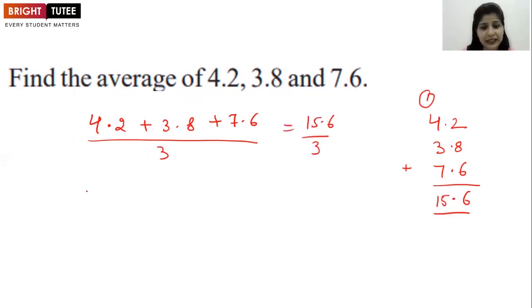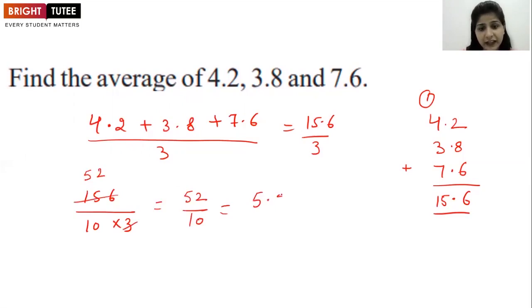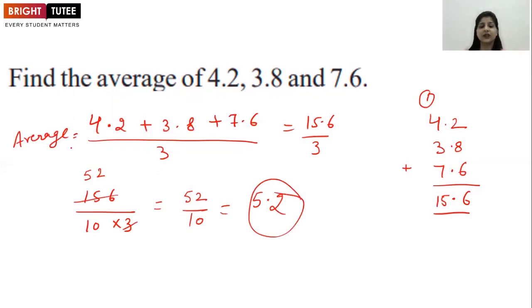So can we do that? Yes. I can write it as 156 upon 10 into 3. Can I cancel it? Yes. 3 5s are 15. 3 2s are 6. 52 upon 10 and that gives me the answer as 5.2. So this is the average, right? How do we find the average? We add up all the terms and divide by number of terms.